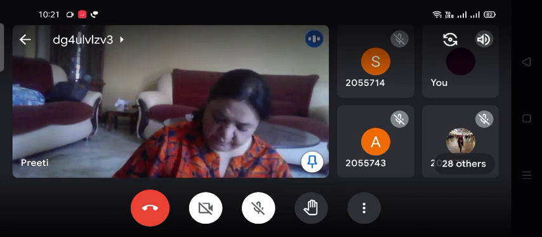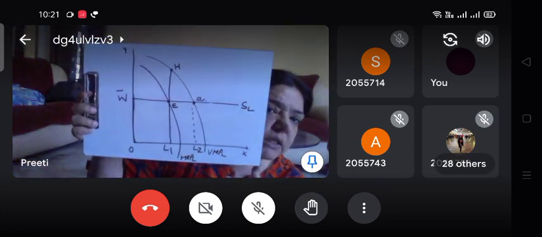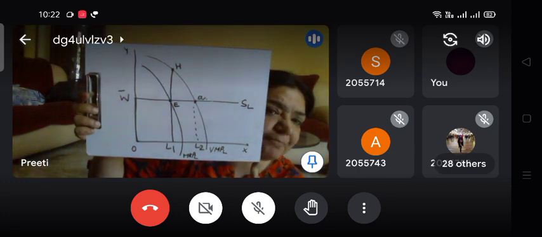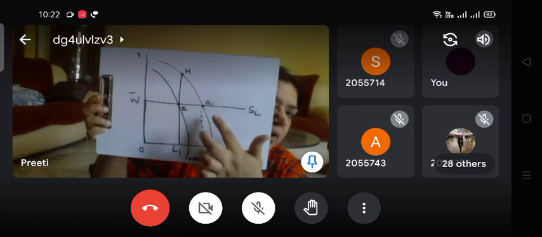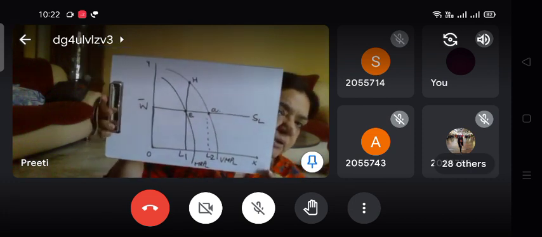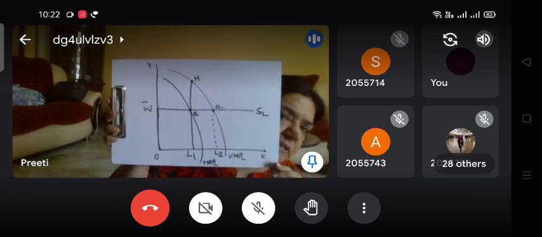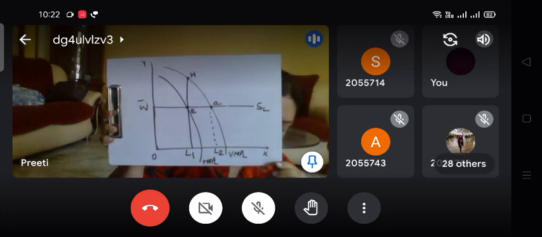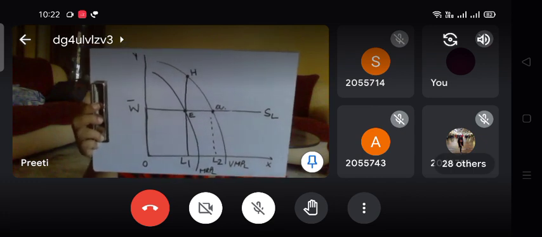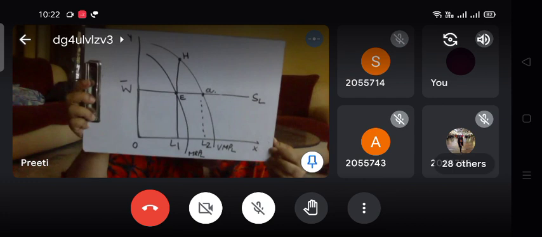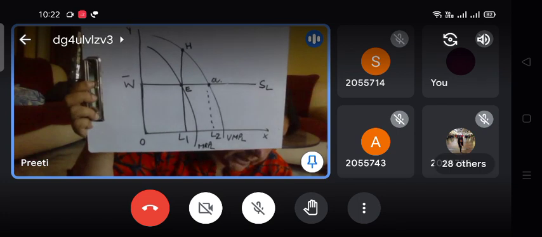And the point where the supply of labor curve touches the VMP line, call that point A, and draw a perpendicular from point A to the OX axis, and call this point L2. Have you all drawn this? Yes, ma'am.